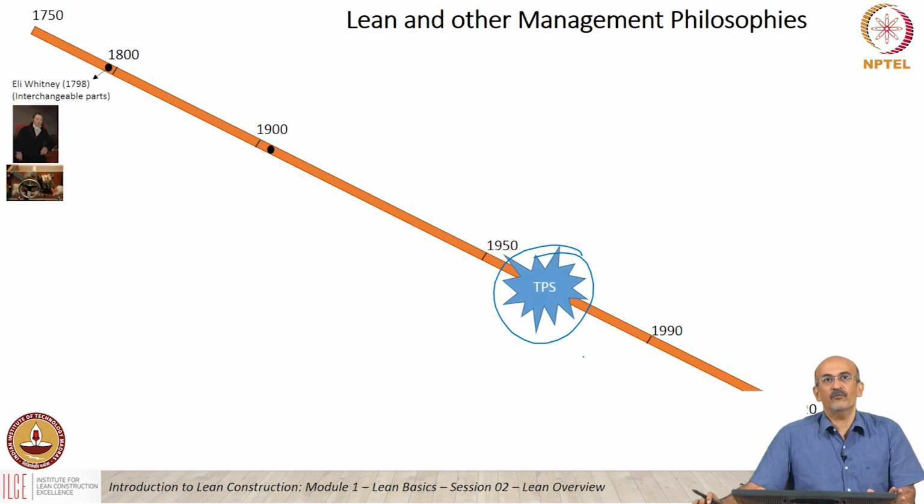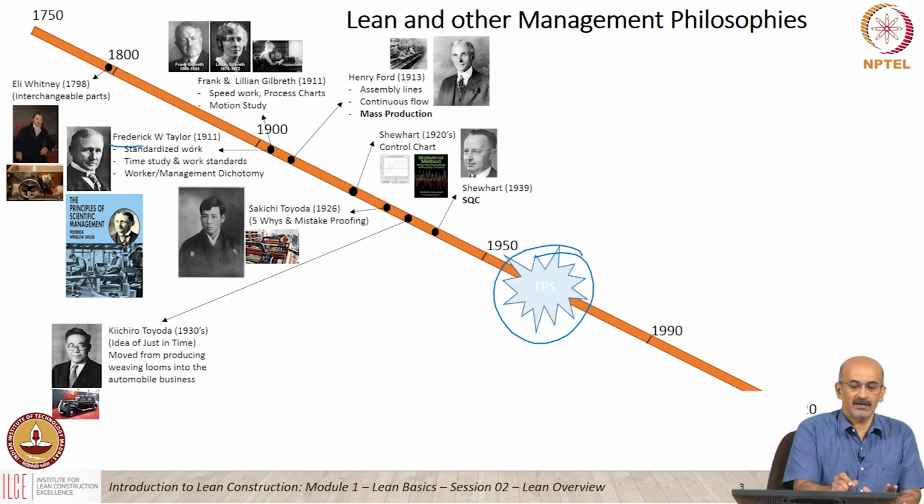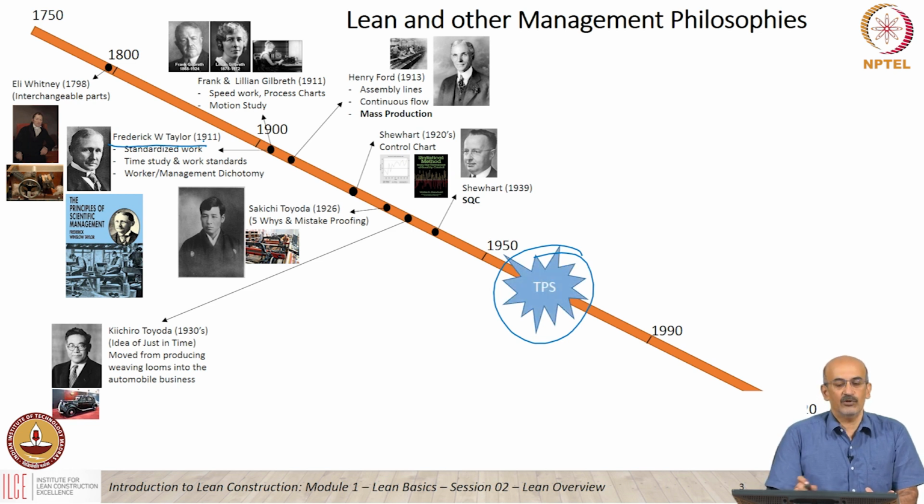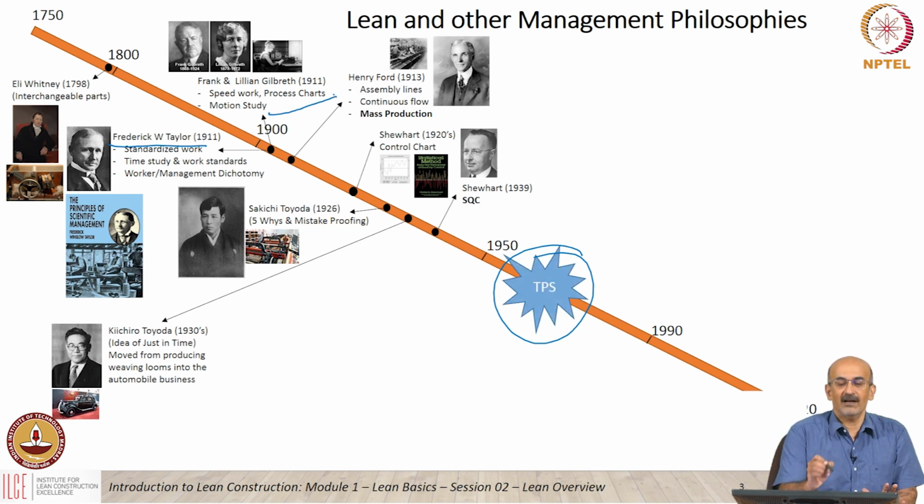Now, as we move past that period, there is a period in which a lot of formal management science started evolving. Frederick Taylor, who we see here, is credited as the father of management science, and several of the terms he used, whether it's standardized work or time studies, are all relevant today. But it's actually Frank and Lillian Gilbreth who standardized motion study and process charts, very scientifically done as early as 1911.